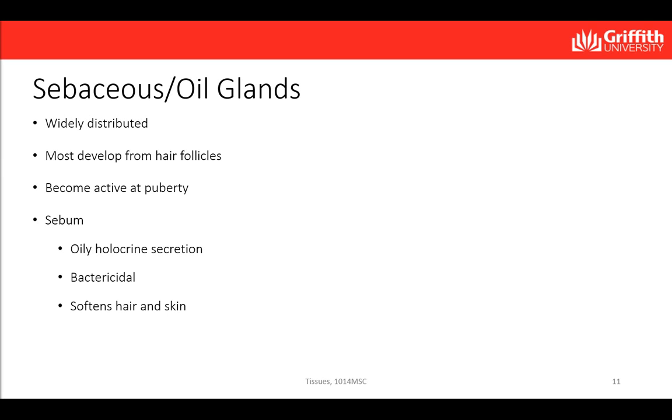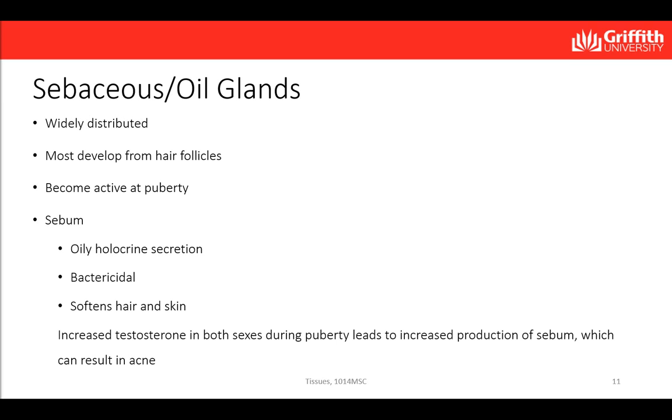Sebaceous or oil glands are found all over the body except on the palms and soles of the hands and feet. Most of the sebaceous glands develop from the hair follicles and become active at puberty. The oily holocrine secretion from sebaceous glands is known as sebum. It has important functions that include being bactericidal and softening and lubricating the hair and skin to prevent them from becoming brittle. Increased testosterone that occurs in both sexes during puberty can increase the amount of sebum secretion, leading to acne.